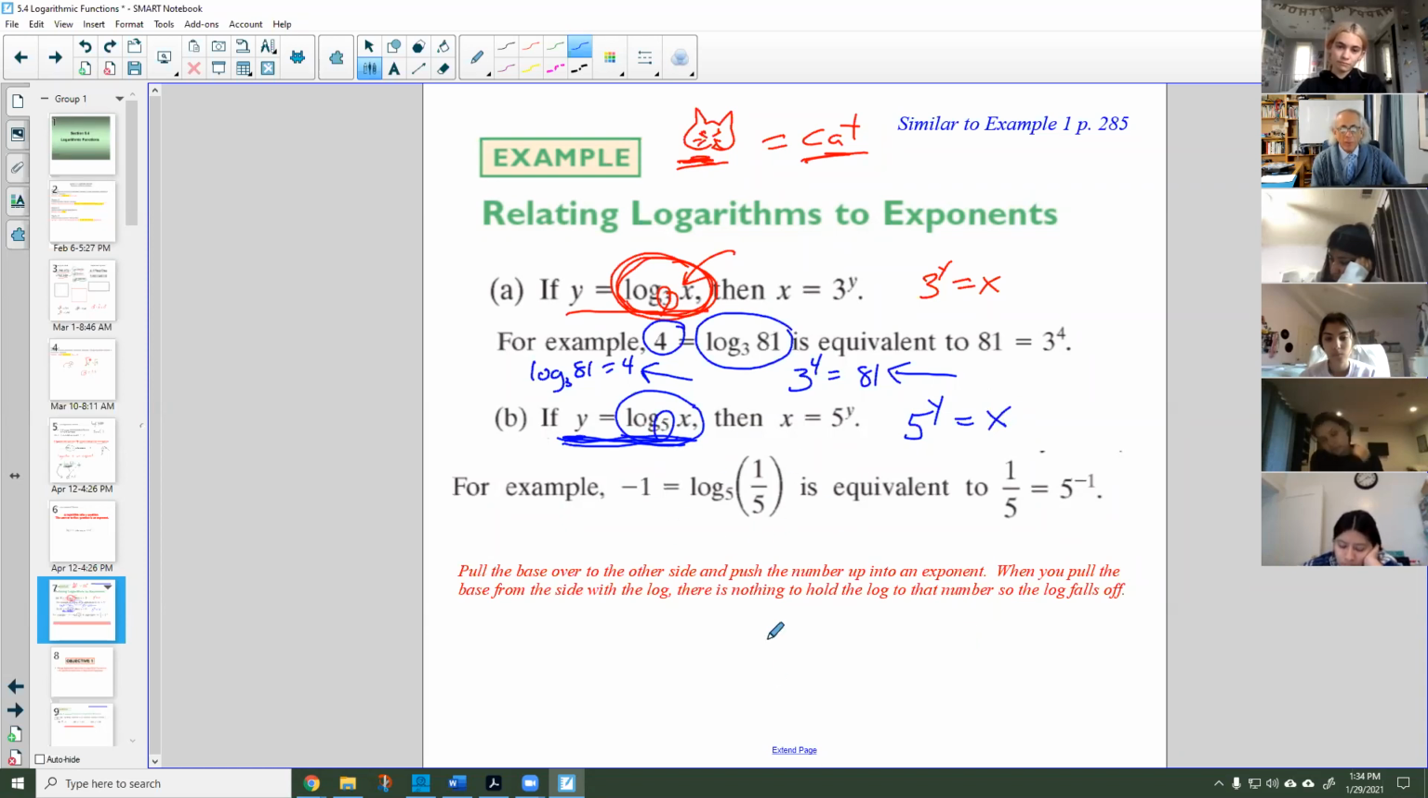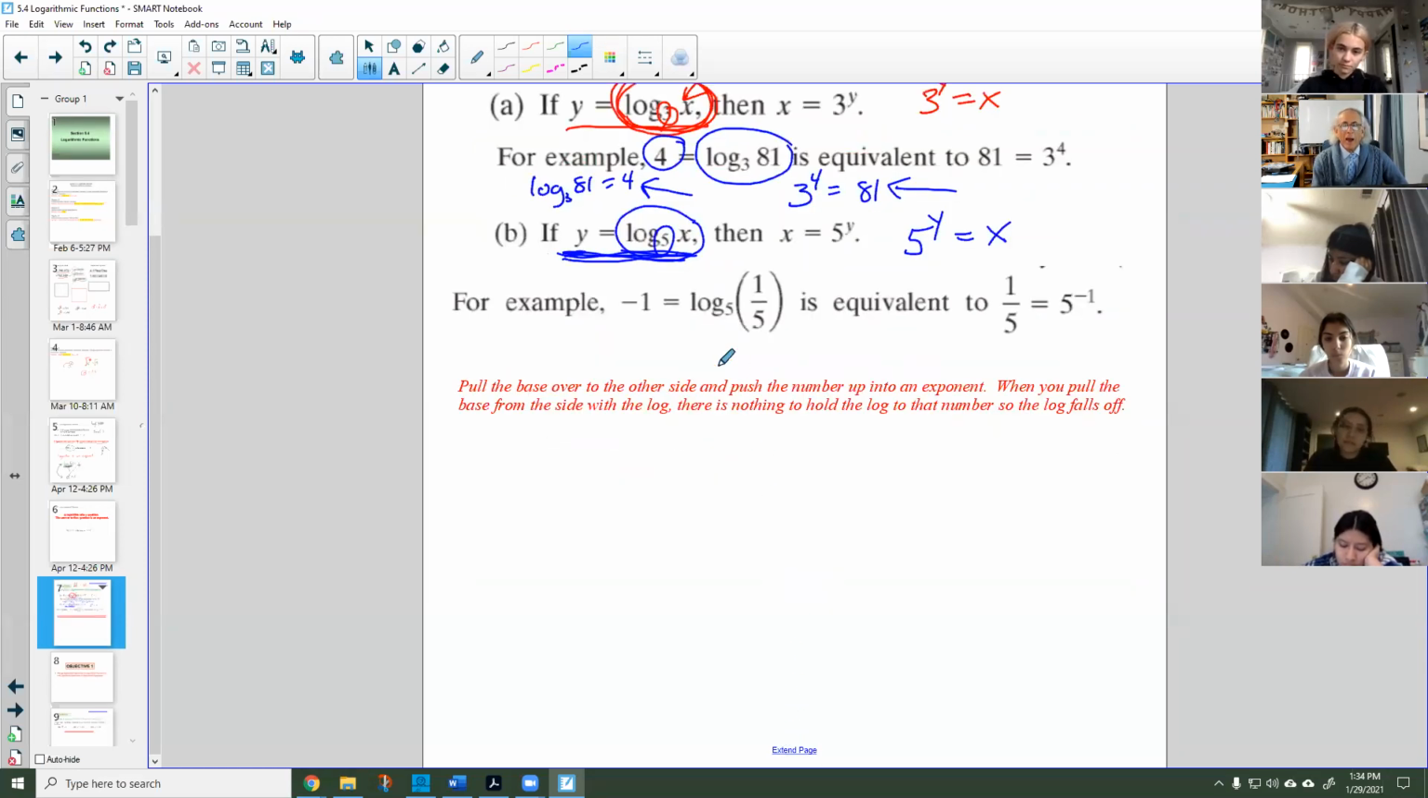So here's another example right here. I have -1 equals log base 5 of 1/5. Well, my base is 5. My exponent is -1, and that is equal to the argument of the logarithm, 1/5. And indeed, that is true, right? 5 to the -1 power is equal to 1/5.